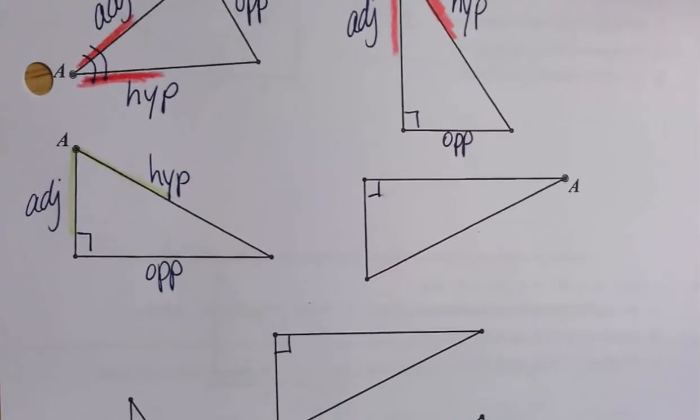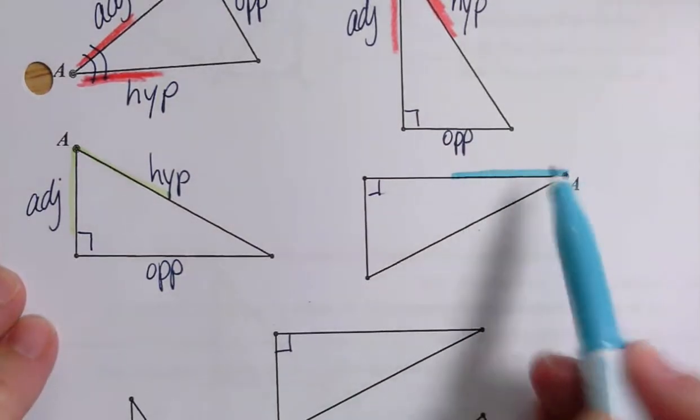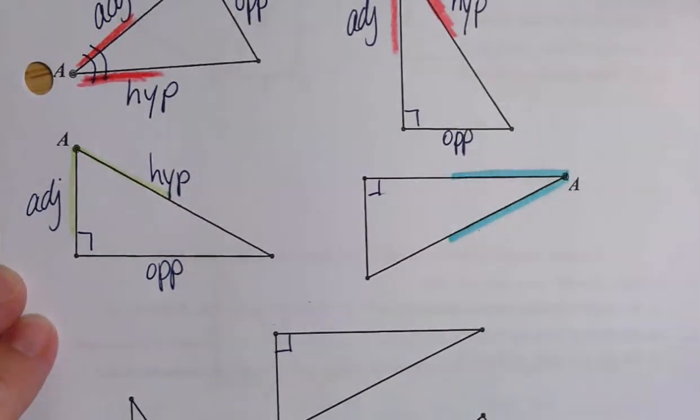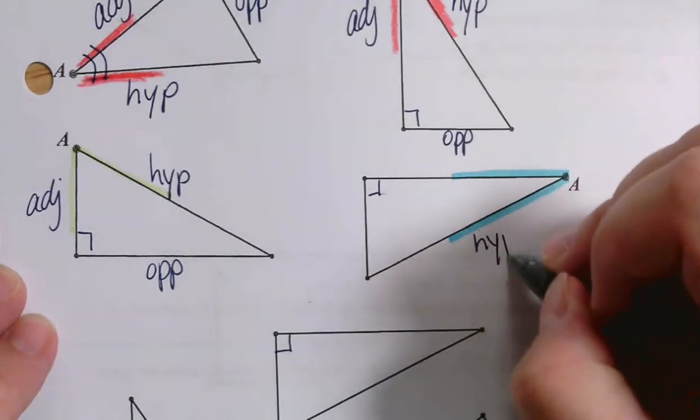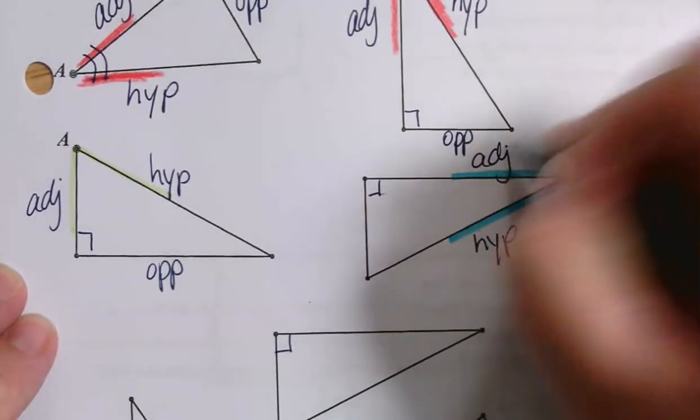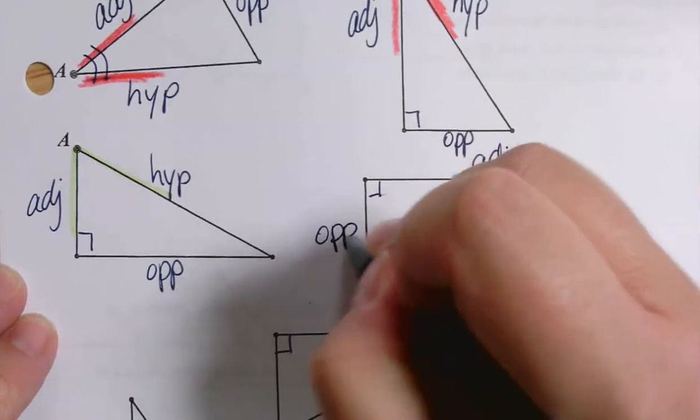It's crucial to be able to correctly identify these because otherwise you can get every single problem wrong when you're trying to work with sine, cosine, and tangent. For the next one, here are the two sides of my angle. This one's already called the hypotenuse. This one is the adjacent then. And that means the opposite is over here.